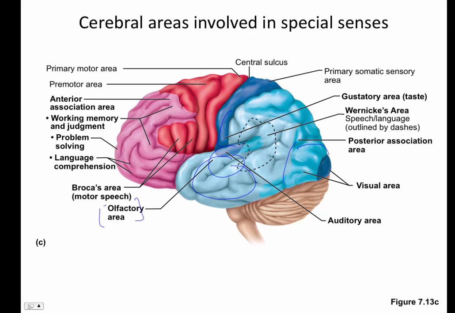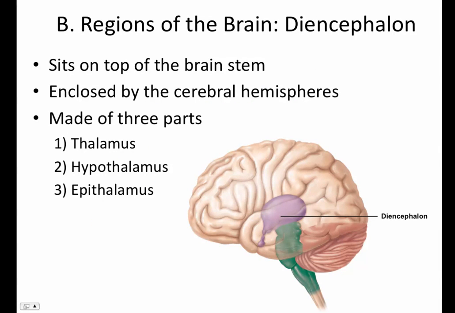We're going to move on to the second region of the brain, the diencephalon, and this sits right above the brainstem. Here that is, and here's our brainstem in green. It's enclosed within our cerebral hemispheres, so it lies deep to our cerebral hemispheres, and it's composed of three parts. We have the thalamus, which is found within the more intermediate region. We have the hypothalamus, found more anteriorly, and then we have the epithalamus.